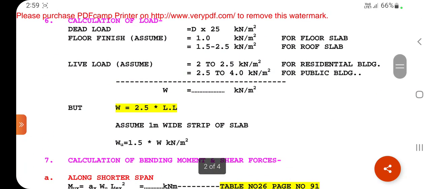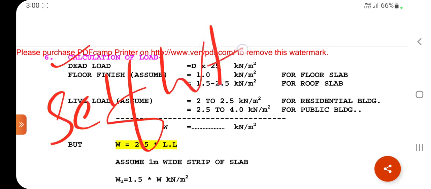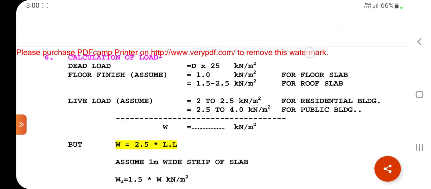Okay, then we go for the dead load calculation. The first load which acts on the slab is the dead load, or we also call it the self weight of the slab. The self weight of the slab is nothing but 25 into D. Then comes the floor finish load. It is equal to 1 kilonewton per meter square for the floor slab and 1.5 to 2.5 kilonewton per meter square for the roof slab.